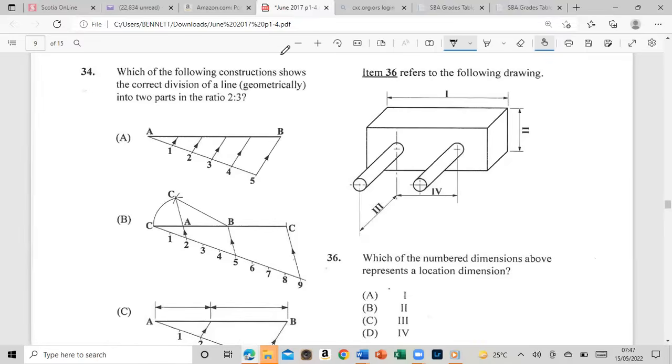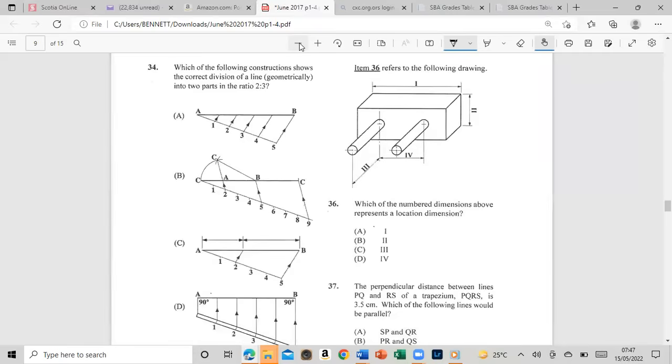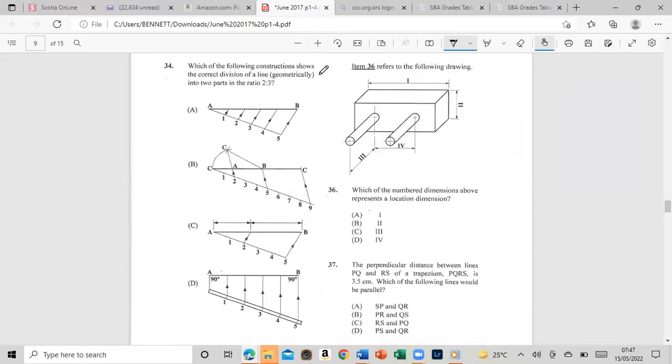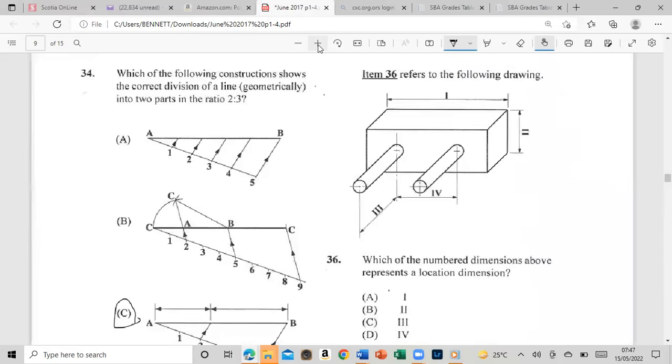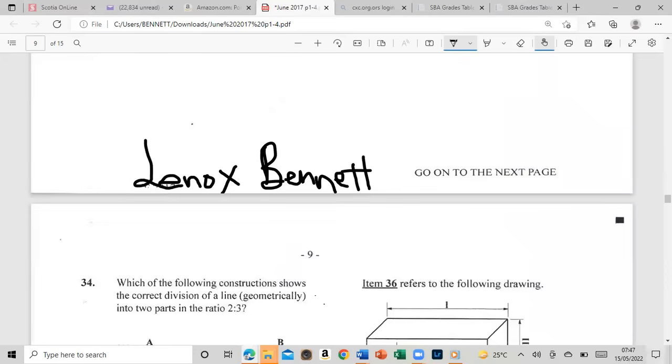So guys, make sure you see this. Which of the following constructions shows the correct division of a line geometrically into two parts in the ratio 2 to 3? All right, is it A, B, or C? When you guys can see everything all at once. What do you guys say about 34? And that would be C. So it's 2 to 3, so it would be C. All right, let me enlarge it so you guys can see. All right, so the ratio would be 2 to 3.